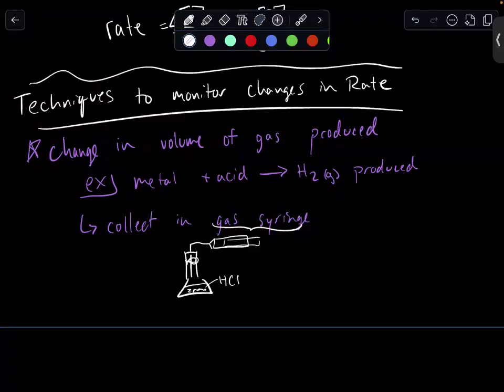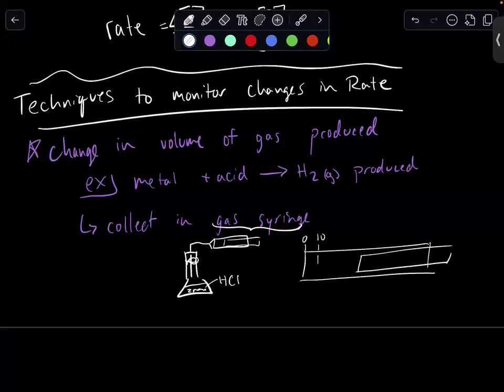On a gas syringe, what you'll generally notice is that with the plunger, you have markings of volume. So you have 0, then maybe 10, and it's etched onto the gas syringe. So you can calculate the volume, and usually it's going to be in centimeters cubed. So as your hydrogen gas fills that, you can monitor that. And you just take the volumes at certain times.